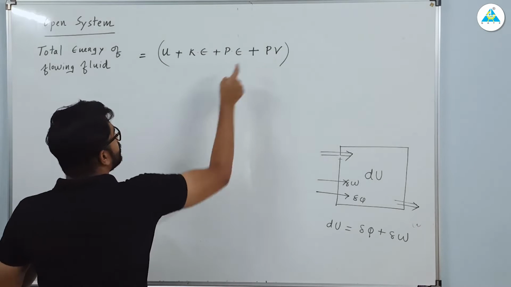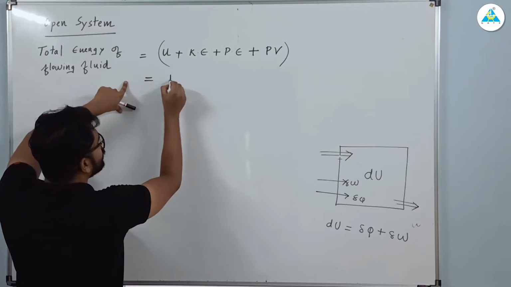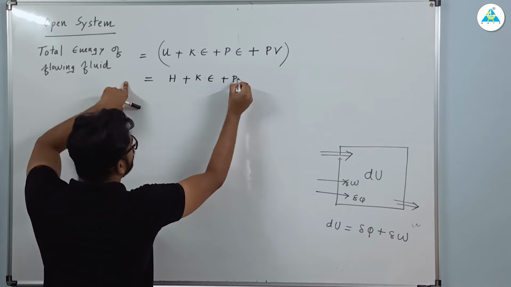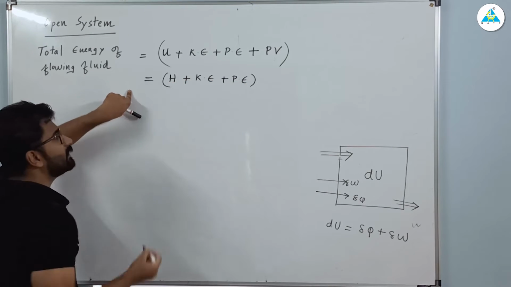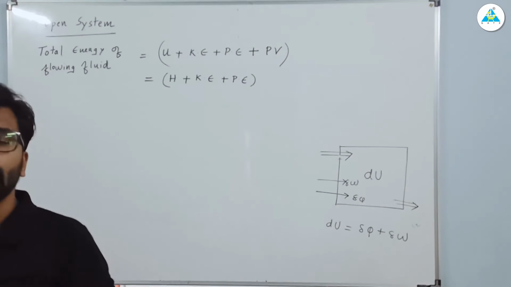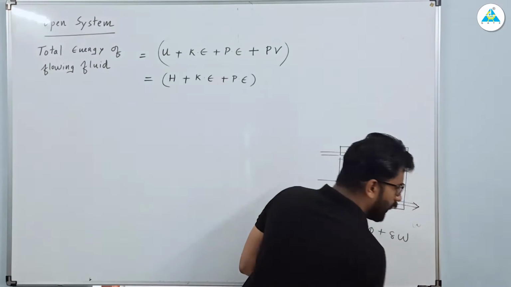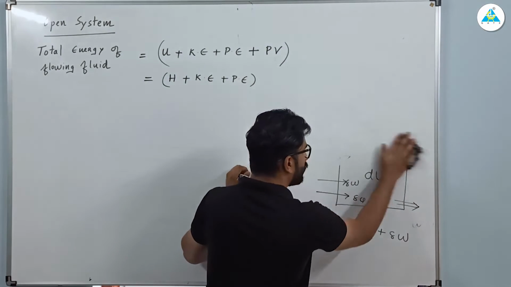Now U plus PV, I can write it as what? Enthalpy. So enthalpy plus kinetic energy plus potential energy. This will be the total energy of a flowing fluid, right? So this flowing fluid will carry this much energy when it is entering. What is the meaning? Why is this particular equation important for us?